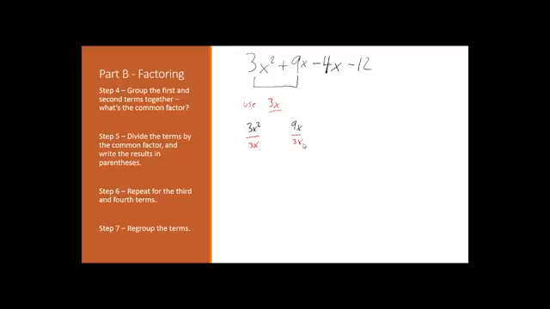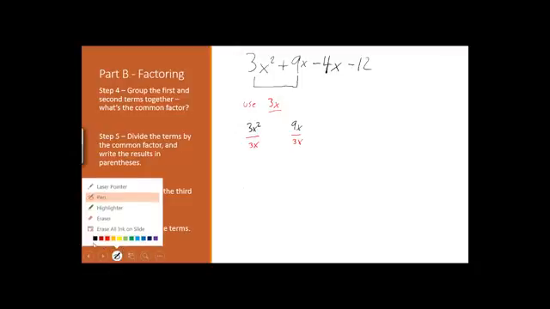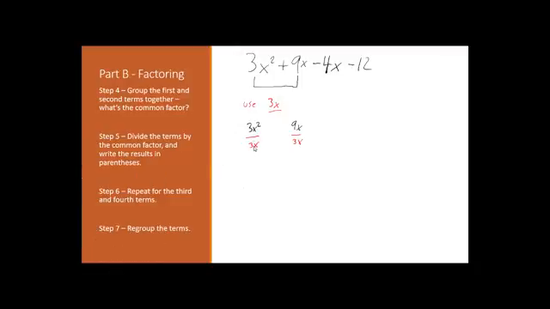Like this. I'm going to write it in red. Well, 3x squared divided by 3x. The 3's will cancel out, and x squared divided by x is just x. Now for the second term, 9x over 3x. The x's cancel out, and 9 divided by 3 is positive 3. Once again, be sure to include the sign. It's very important.